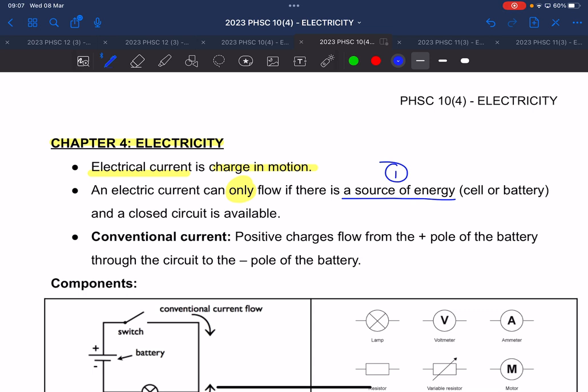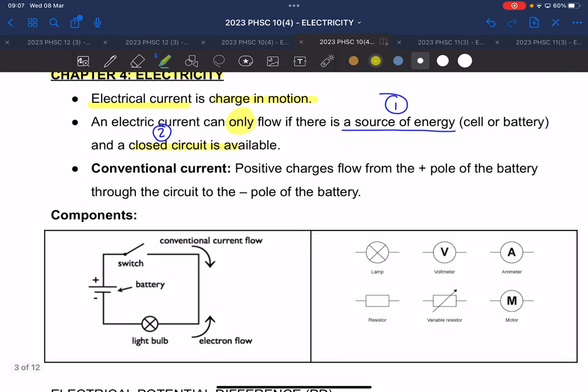So there's two conditions: a source, and a closed circuit. If the circuit is open, then you won't have an electrical current, and if there's no source, you won't either. Then we are going to work in science class with conventional current direction.